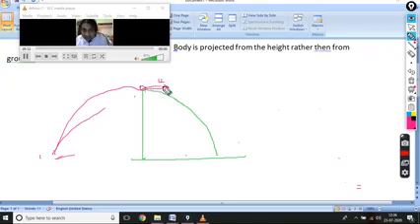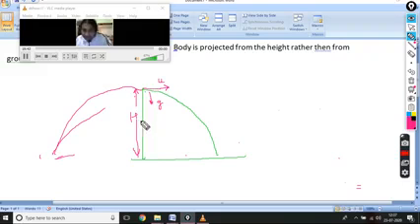the body possesses some amount of horizontal velocity. Body has got some horizontal velocity, but the body does not have any vertical velocity. So it moves downward under the acceleration g with zero initial vertical velocity, and it will take some time to fall onto the ground. Let us say the height of the tower from where the body is dropped is h.